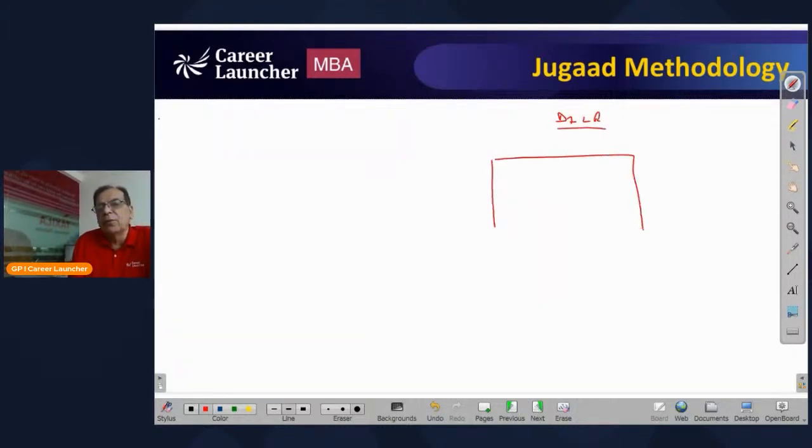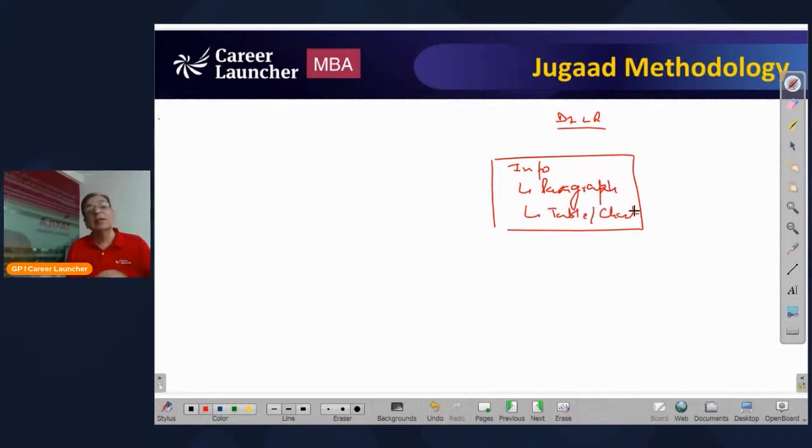It has first a basic piece of information. That information could be in terms of a paragraph, and it could be in terms of some kind of a table or chart. And table or chart does not mean it is DI. Table or chart is only a way of presenting the data to you. So the information would be given to you in terms of a paragraph along with a table or chart, or it could be one of the two or both of them. After that, what are you supposed to do? You're supposed to read and understand this. If required, convert this into meaningful data or create a table out of it.